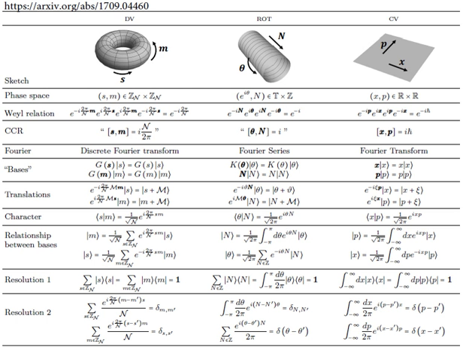A feature of quantum mechanics is that phase spaces can come in different types: discrete variable, rotor, and continuous variable. The table below summarizes some relations involved in the three types of phase spaces.